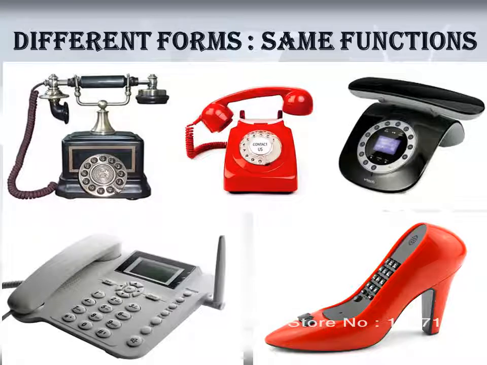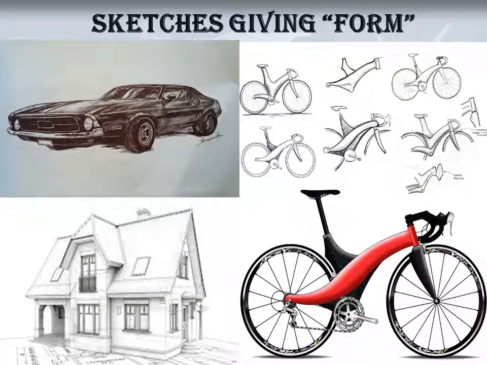Now, from this slide, you can see the different forms of a telephone, even though all of them have the same functions. How are different design forms obtained? Yes, it is correct. Sketches give different design forms. As you can see in this slide, the latest design of a bicycle which can be used by a sportsperson is derived from the various sketches that a designer makes, thus arriving at the final design.